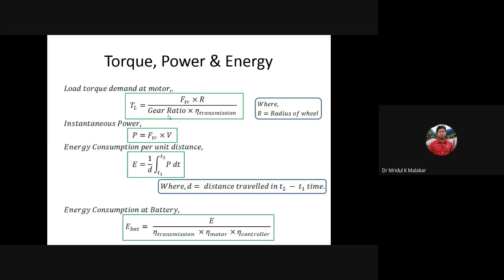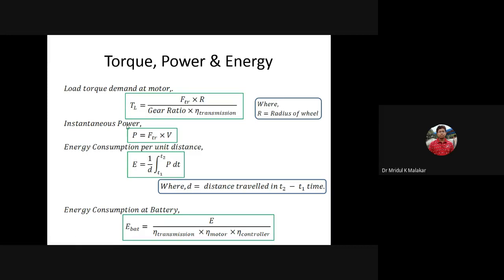Otherwise you will get a gear ratio, suppose first gear, second gear, third gear, depending on how much it will come. Based on that, the gear ratio will come, and the net transmission, and this is the force and the radius of the wheel. You will get the load torque. This is the applied load torque. I have to apply a torque greater than this load torque, then only the total body will move.